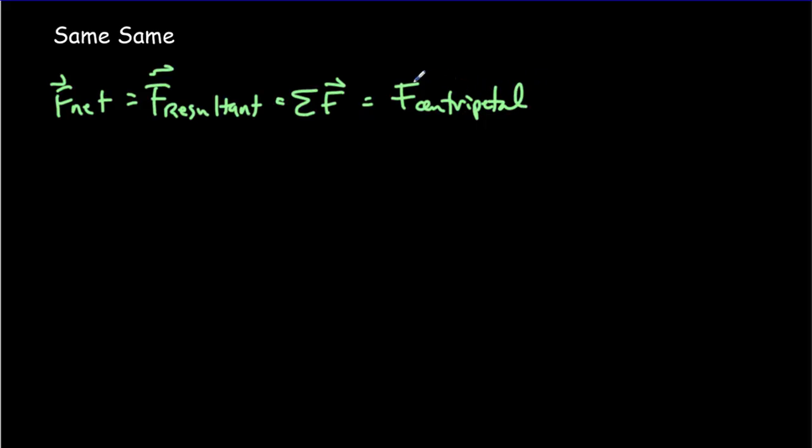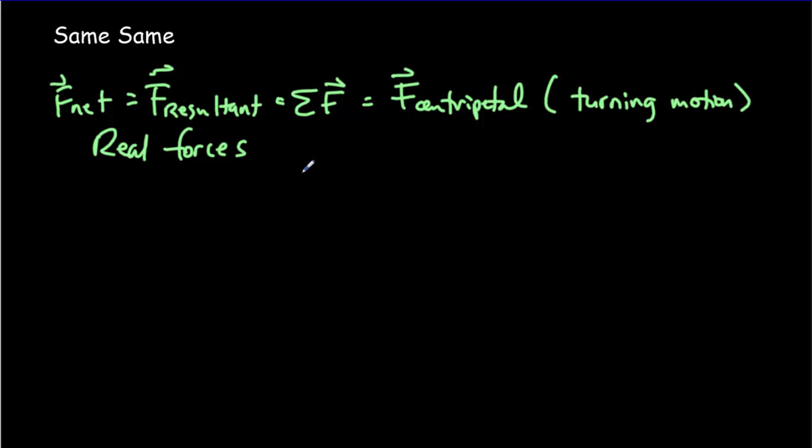So let's summarize the difference between this real inwards force and this outwards force that's due to your inertia. So what we call the net force, or the resultant force, or sometimes the sum of the real forces, that's just another way of saying the centripetal force for some sort of turning motion. So this is all about real forces due to contact or fields. And it's always towards the center.